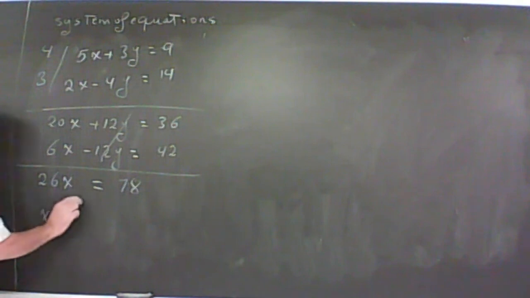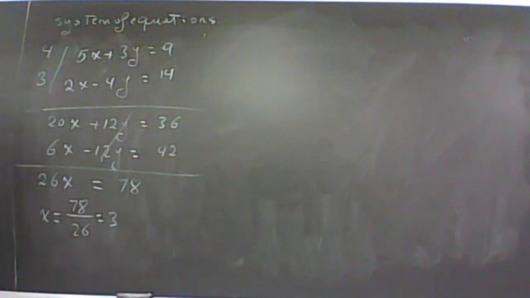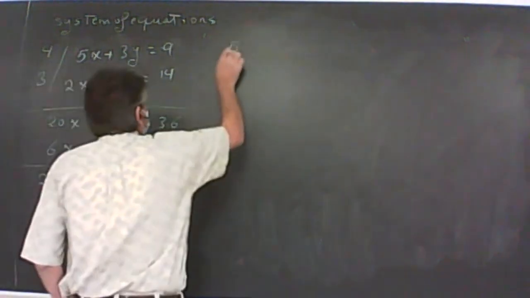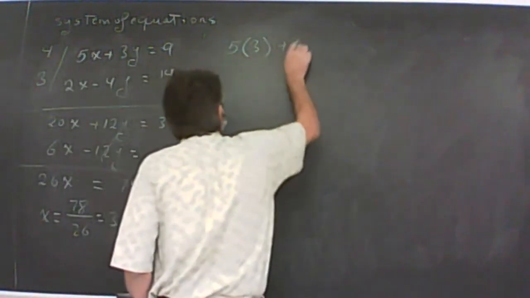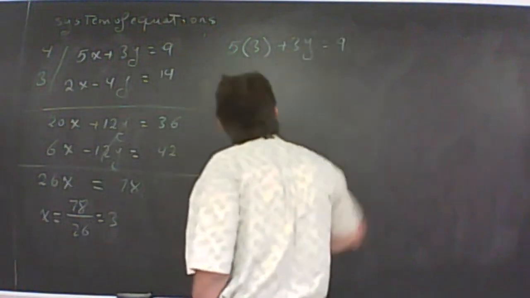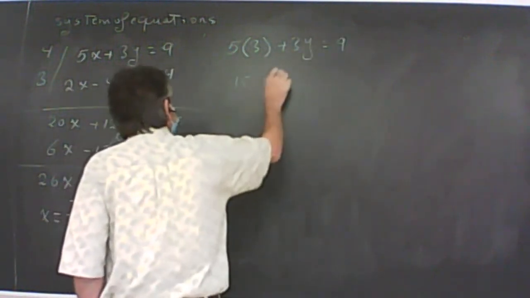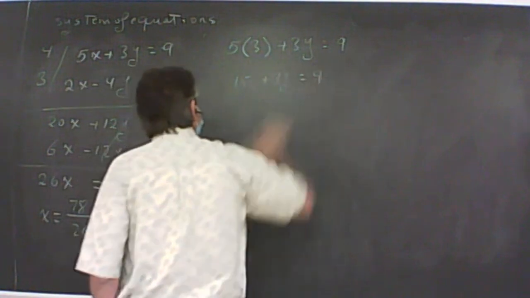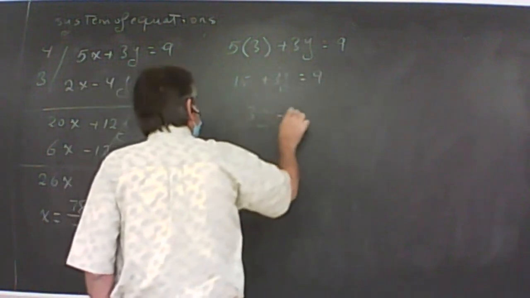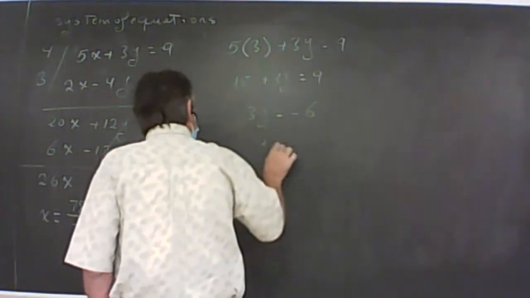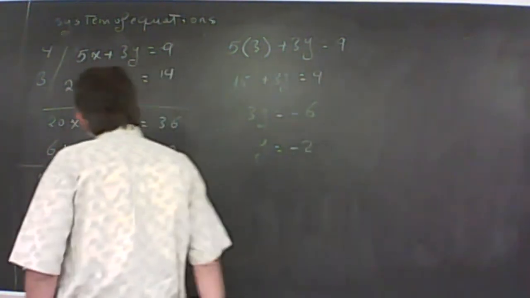Yeah? And then x equal 78 over 26, 3. Now to figure out what y is, just substitute x equal 3 in any of the equations and solve for y. So we have 5 times 3 plus 3y equal 9. 15 plus 3y equal 9. 3y equal negative 6. y equal negative 2.